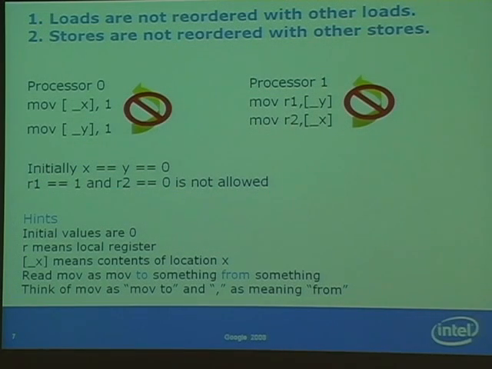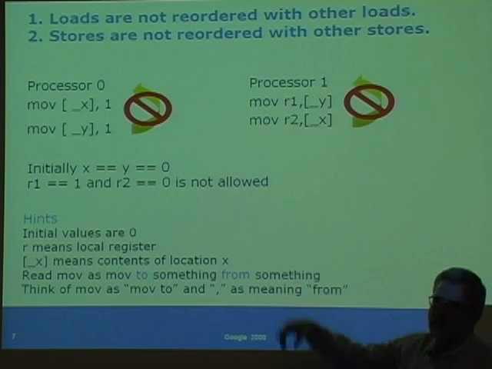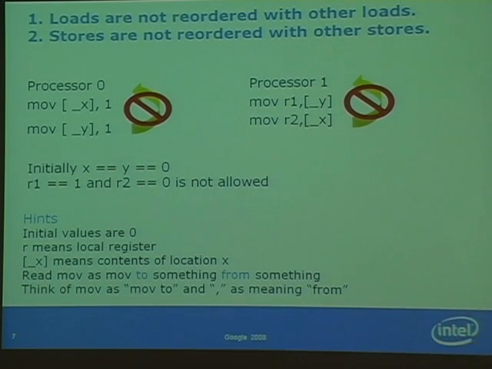Okay. In these examples, initially the memory values are all set to 1 and the registers are all set to 1. If there's an R in front of something like there is over here, that means it's a local register. So we just pull in something from memory, typically into a local register. If you see these brackets around something, then that's the value inside of the location X.